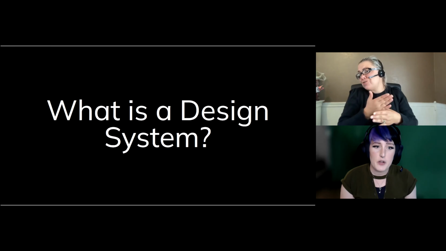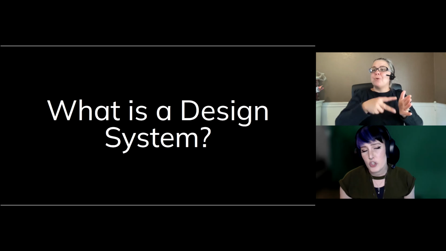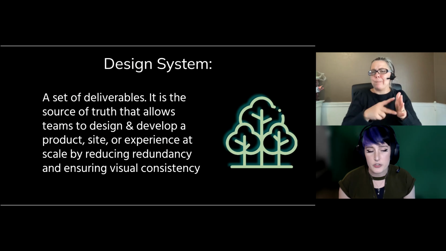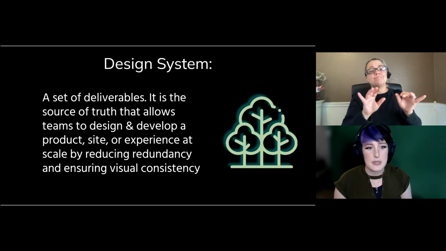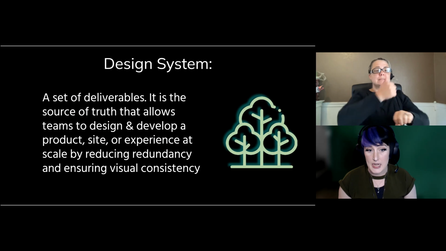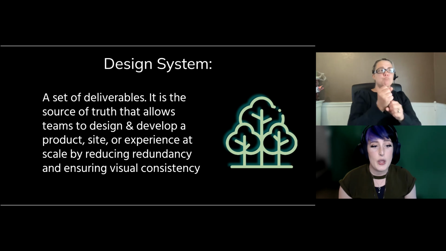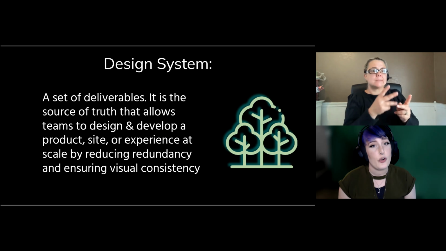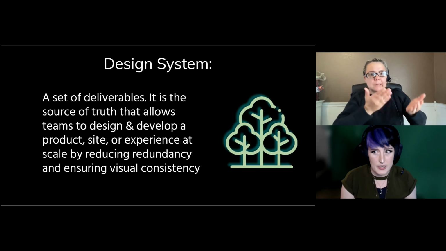So start off with the definition. What is a design system? Just in general, a design system is a set of deliverables. It's a source of truth that allows a team to design and develop a product, site, or experience at scale by reducing redundancy and ensuring visual consistency. So that's just a design system.